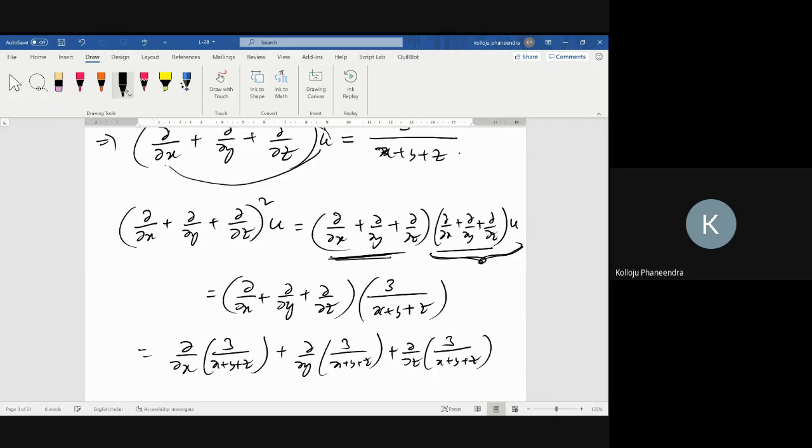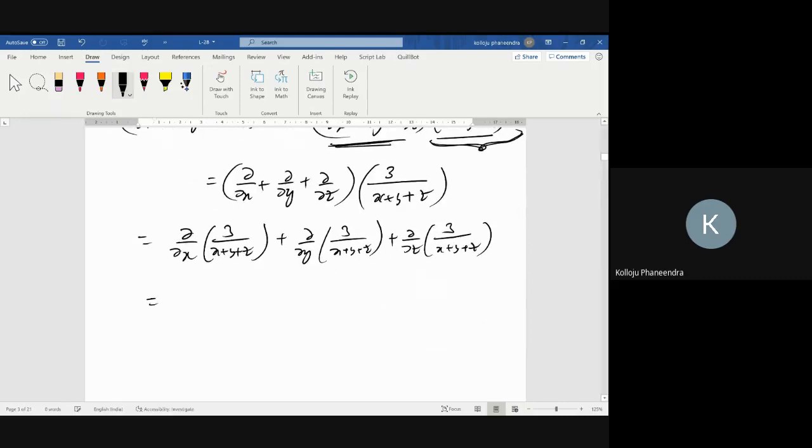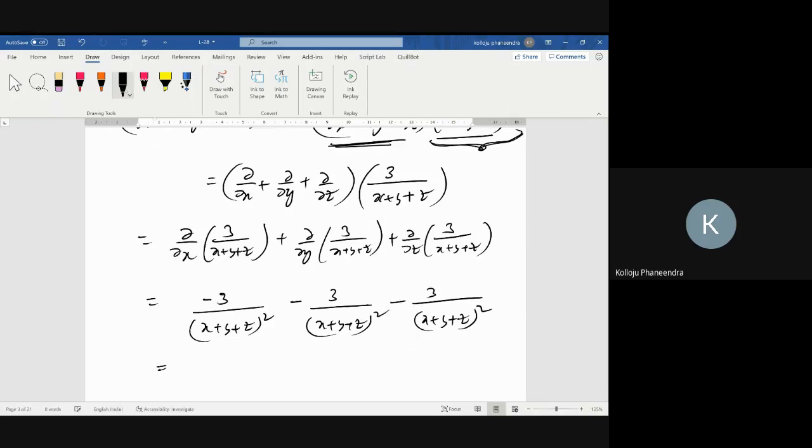Okay, now what is the derivative of this? This is −3/(x + y + z)², and the x derivative of x + y + z is 1. Same logic here also, with the partial derivatives. So finally, what is the answer? −9/(x + y + z)² is the answer.